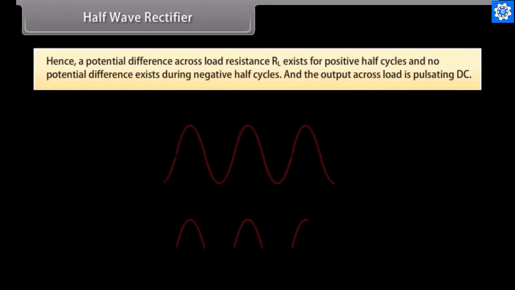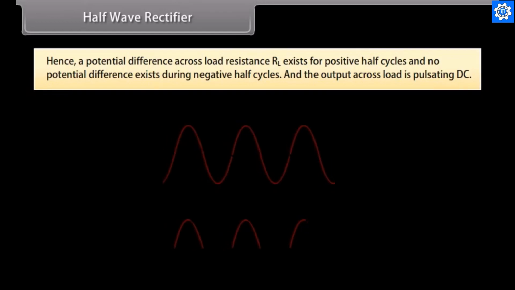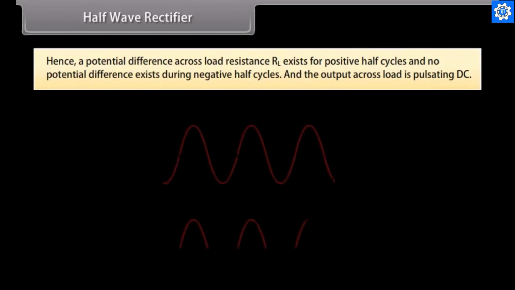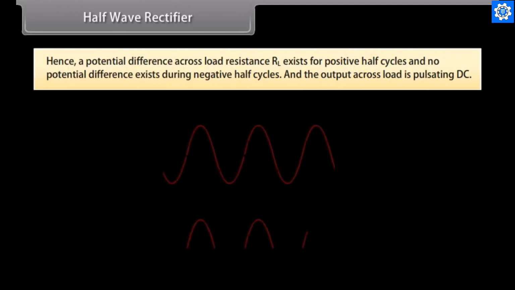Hence, a potential difference across load resistance RL exists for positive half cycles and no potential difference exists during negative half cycles, and the output across the load is pulsating DC.